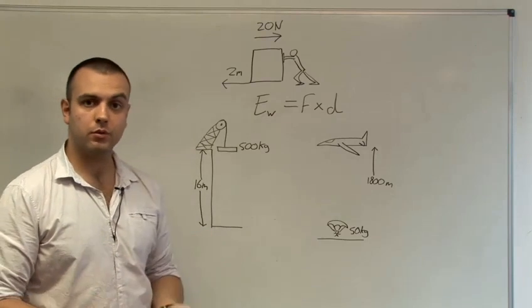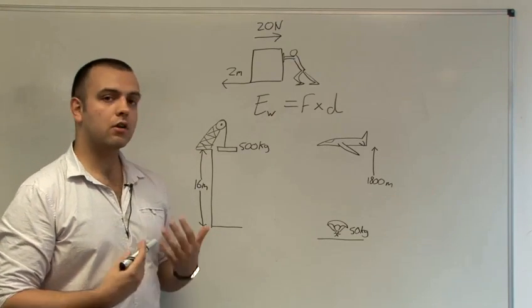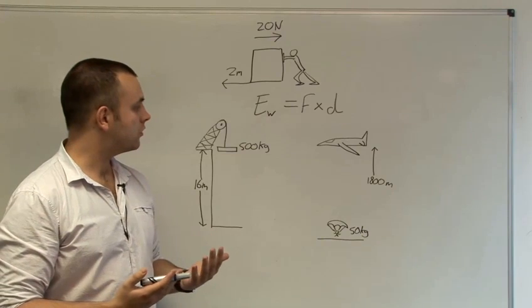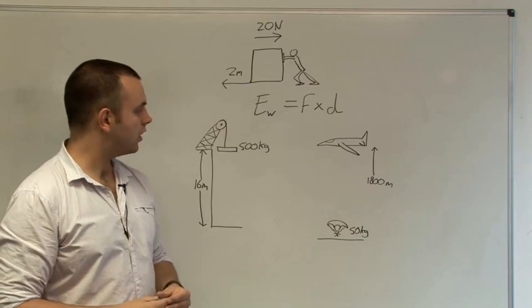A very common force, and one which we're all familiar with, is weight, which is caused by gravity. And so there are a great deal of examples where you have to work out the work done against gravity, more commonly expressed as gravitational potential energy.